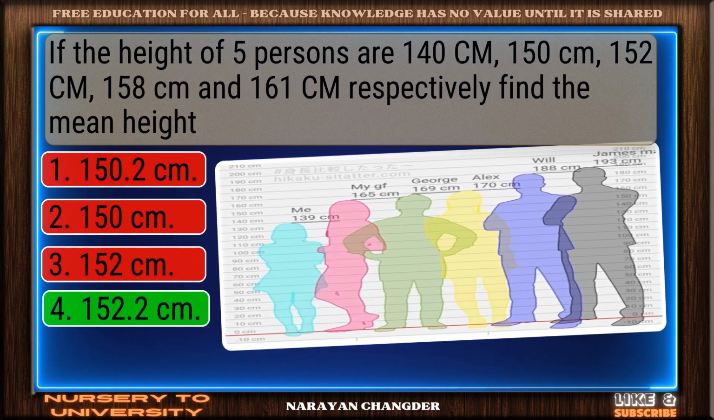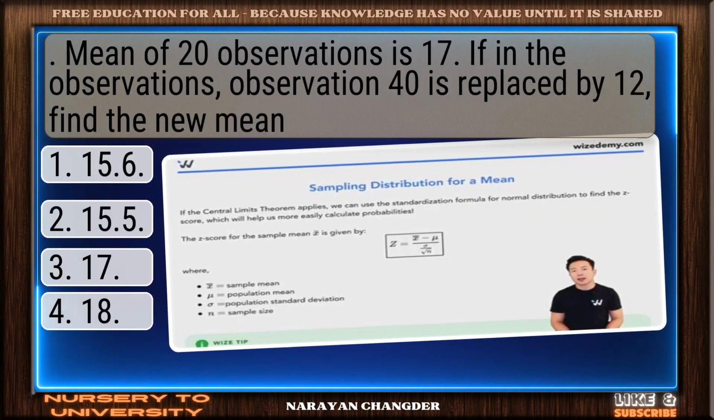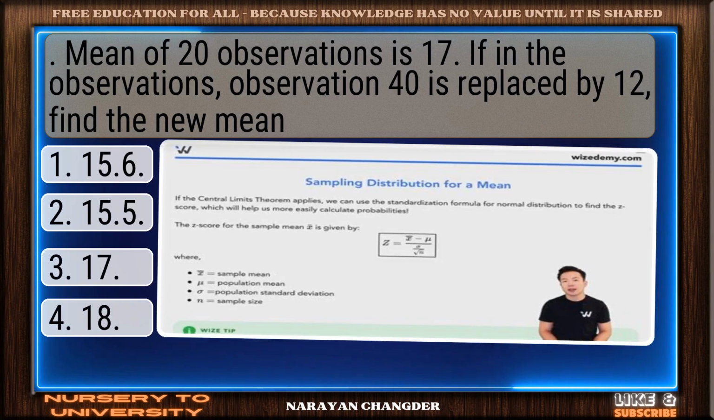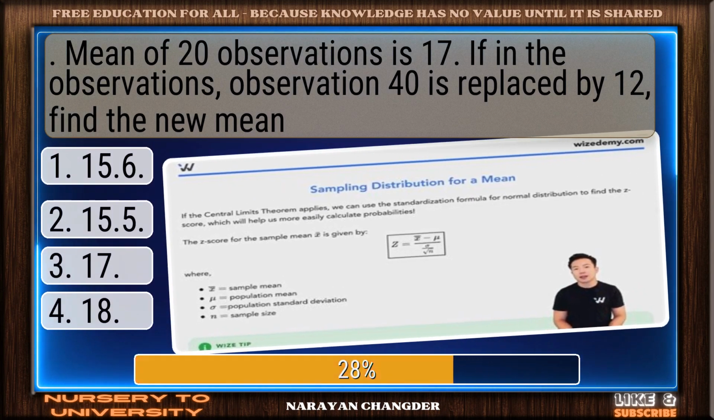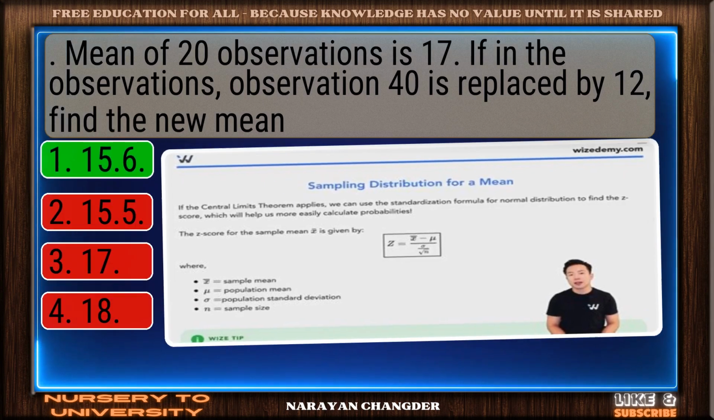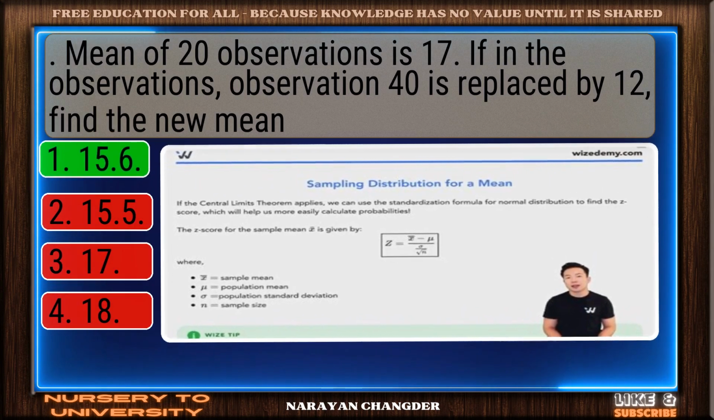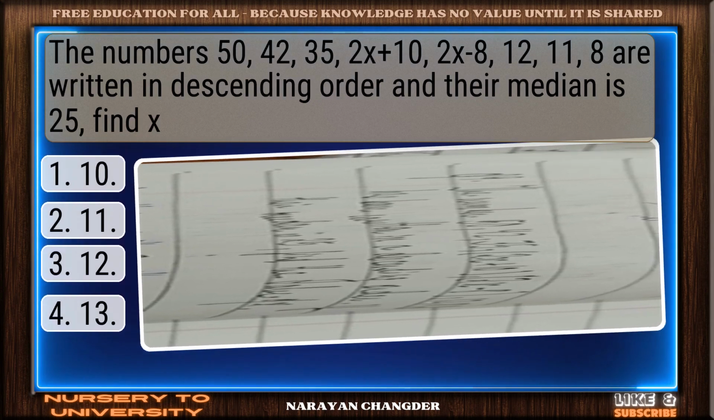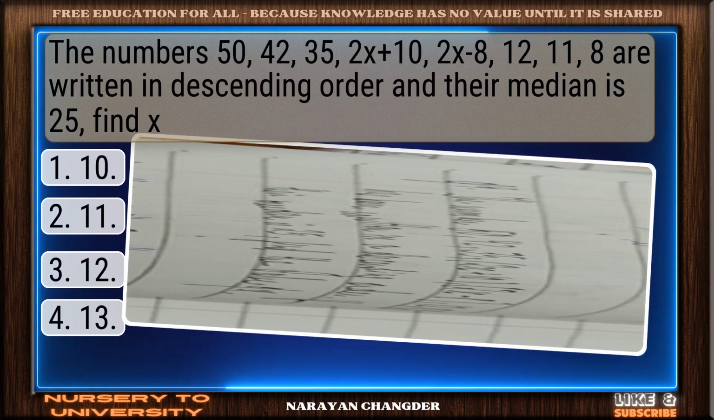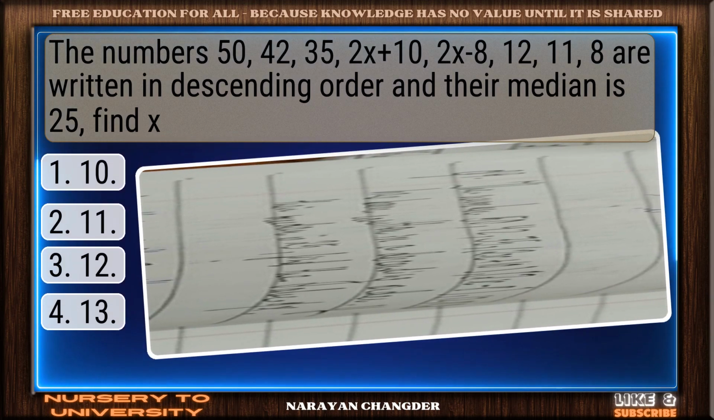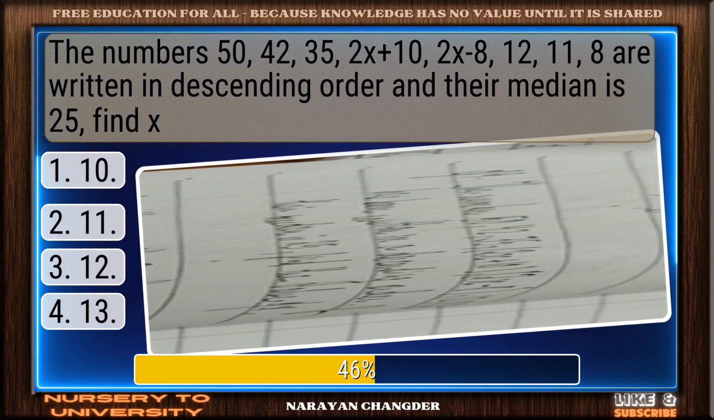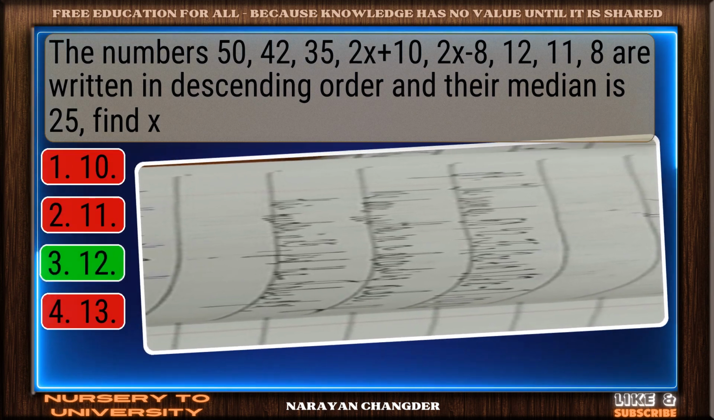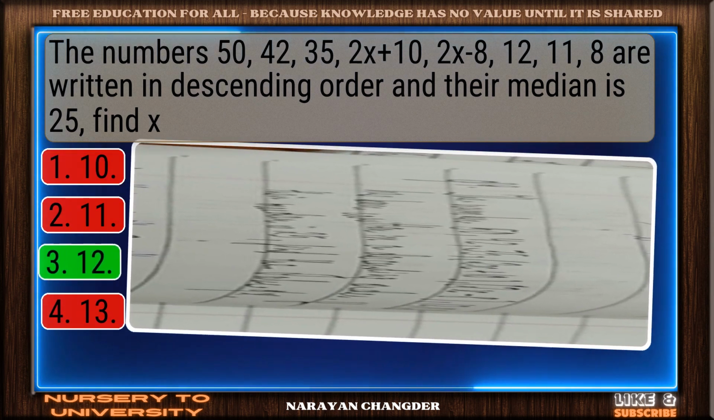Perfect. 152.2 cm is the one. Mean of 20 observations is 17. If in the observations, observation 40 is replaced by 12, find the new mean. Well done. 15.6 is right. The numbers 50, 42, 35, 2x+10, 2x, 8, 12, 11, 8 are written in descending order and their median is 25. Find x. Excellent. 12 is well reasoned.